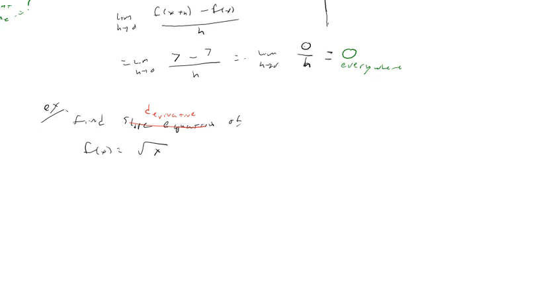Again, limit as h approaches 0 of f of x plus h minus f of x over h. So let's plug in. I'm going to get square root of x plus h. Right? Put that in there. Minus square root of x. That's like my first piece, right? My first piece, second piece, over h.